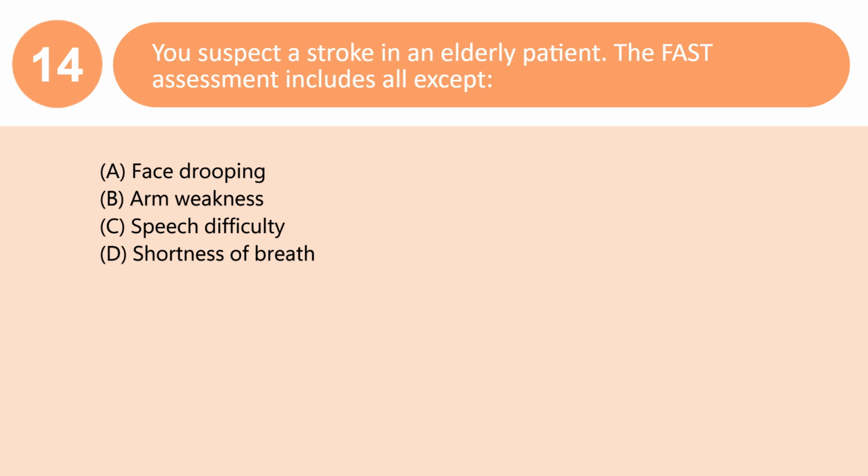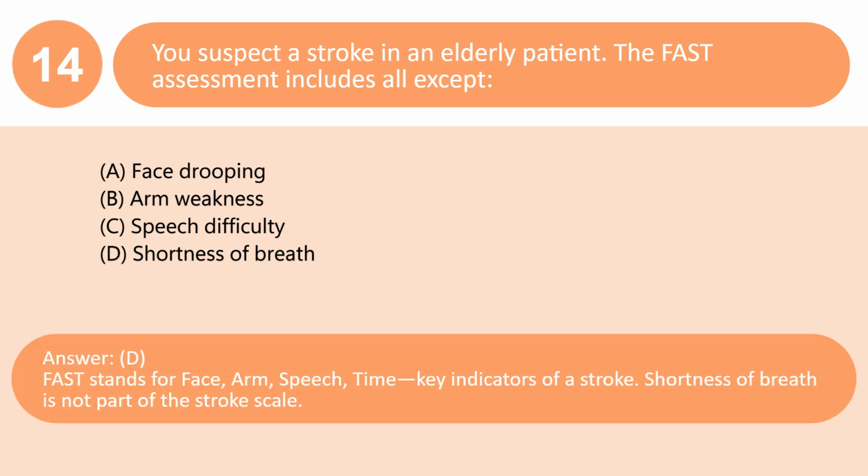You suspect a stroke in an elderly patient. The FAST assessment includes all except: A. Face drooping. B. Arm weakness. C. Speech difficulty. D. Shortness of breath. Answer D. FAST stands for face, arm, speech, time, key indicators of a stroke. Shortness of breath is not part of the stroke scale.